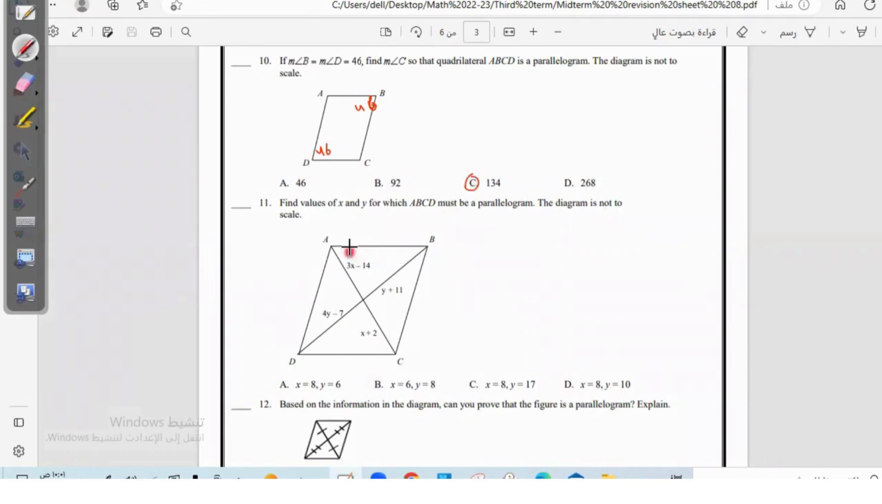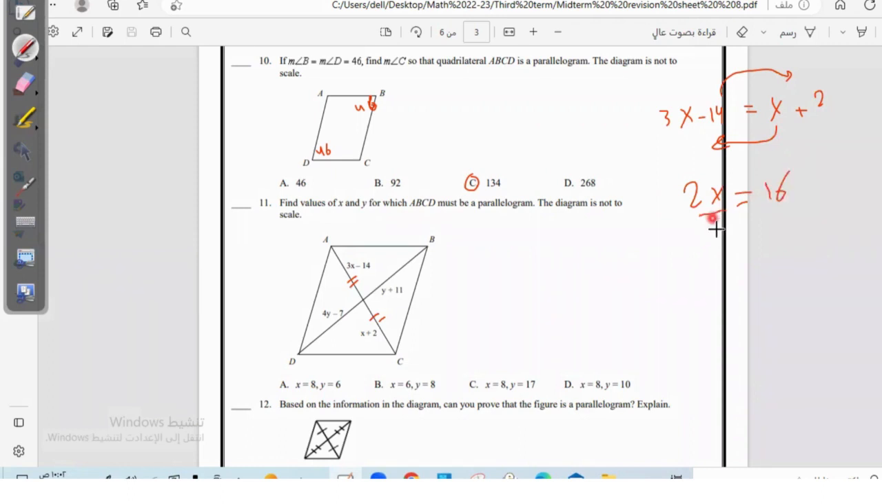Number 11, find the value of x and y for which ABCD must be a parallelogram. I said before, if this shape is a parallelogram, this means the two diagonals bisect each other. So this part equals this part. So 3x minus 14 equals what? x plus 2. Now what will happen? You mean number with number and variable with variable. So 3x minus x is going to be 2x equals 2 plus 14, which is?